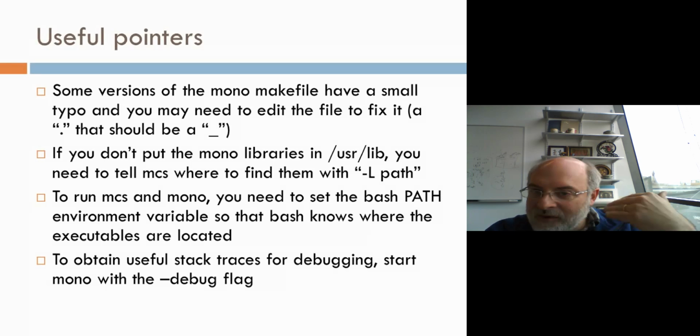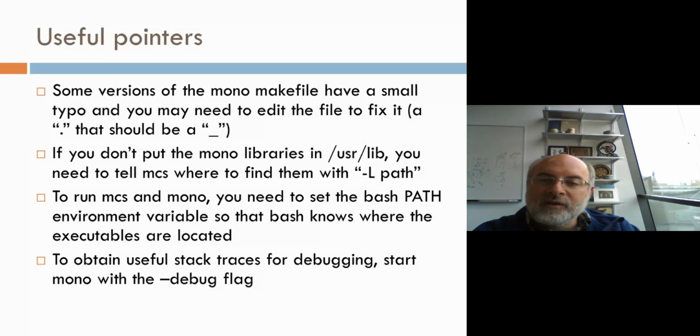You're also going to have to specify the library path if you install Mono in your own folder instead of in the system folder. And you may have to tell your bash shell where to look for the executables by setting the bash path using an export command and pointing it to the right place, and similarly for the libraries.